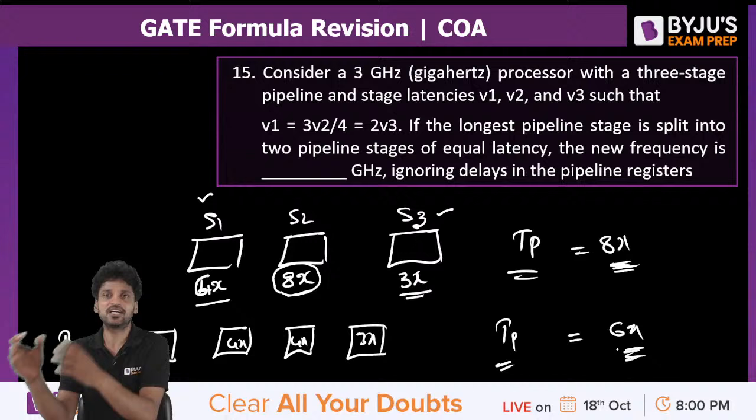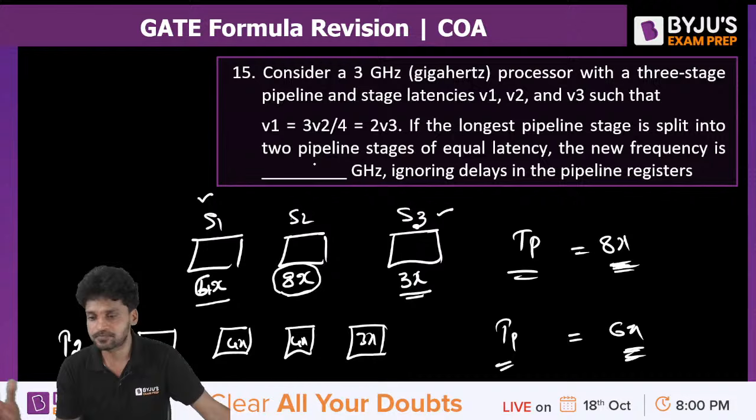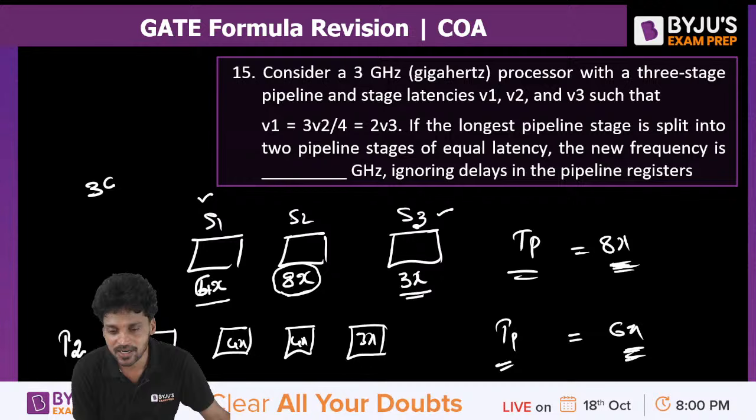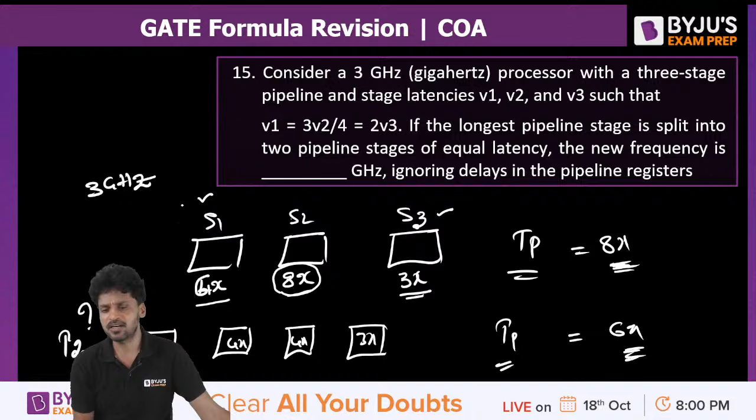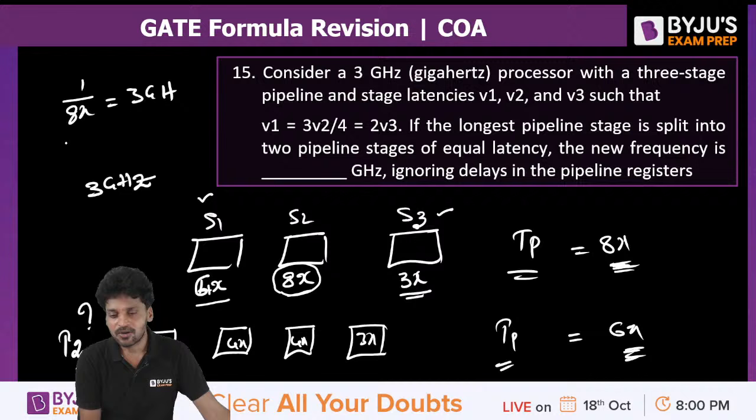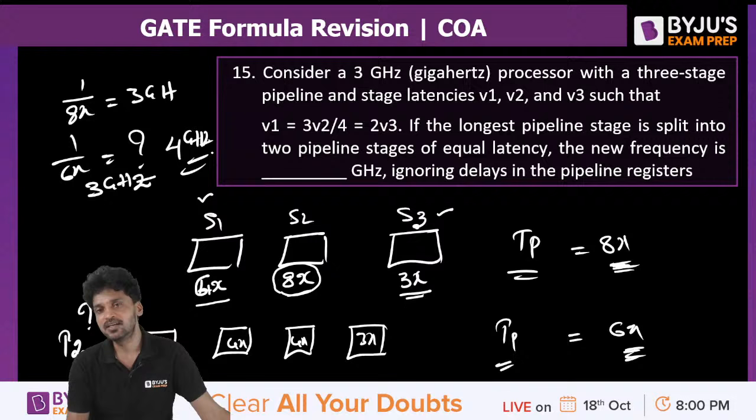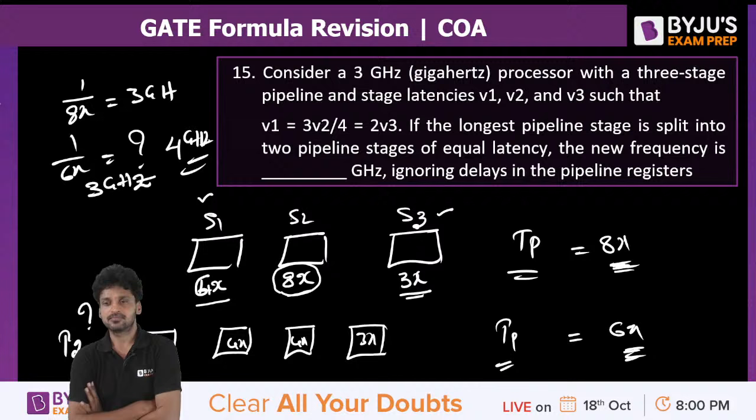Okay, so here we are asked about frequency, right? The frequency of the first processor is 3 GHz. We need to find the frequency of the second processor. Simple. What is the relationship between time and frequency? If 1 by 8x is equal to 3 GHz, then 1 by 6x is how much? It is equal to 4 GHz, applying the cross multiplication rule. Are we clear? Even when you cross multiply, you get the frequency of the second pipeline.